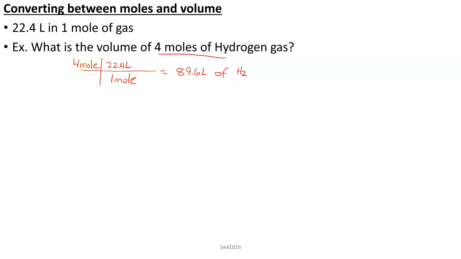Now, you could have plugged in any different chemical. You could put hydrogen, nitrogen, fluorine. If you have 4 moles of it, it's always going to have a volume of 89.6 liters. That's important to note. So the identity of the chemical doesn't matter when you're going from moles to liters.